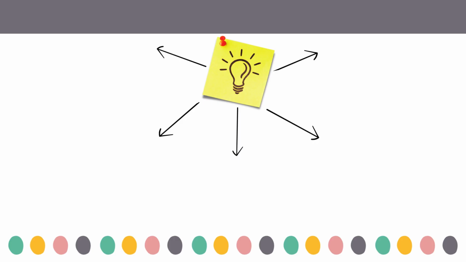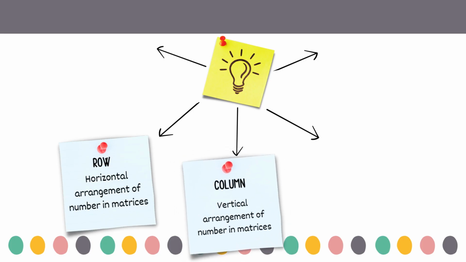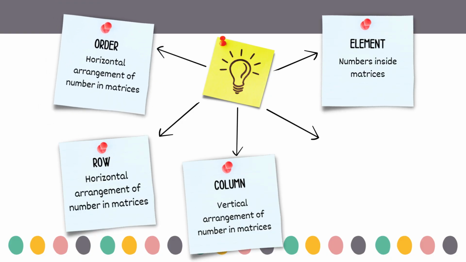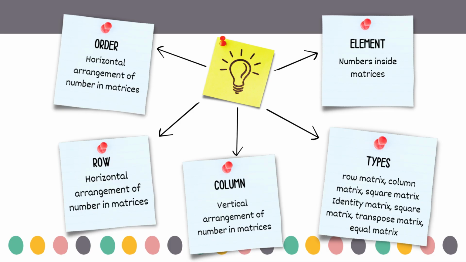A matrix is made up of rows, that is horizontal lines, and columns, that is vertical lines. Each value inside the matrix is called an element. The order of a matrix tells us how many rows and columns it has, written as rows times columns. There are also different types of matrices, such as row matrices, column matrices, and square matrices. Understanding these terms will help you as we explore the topic further.